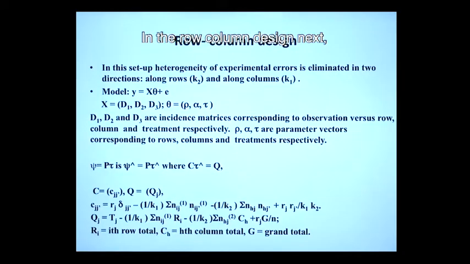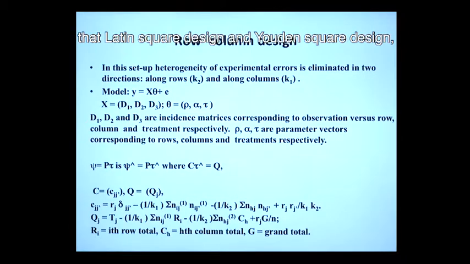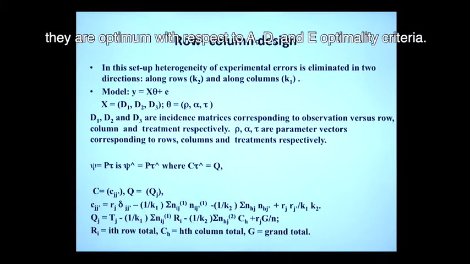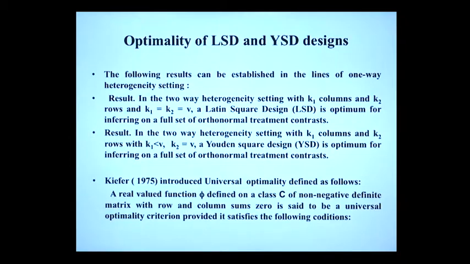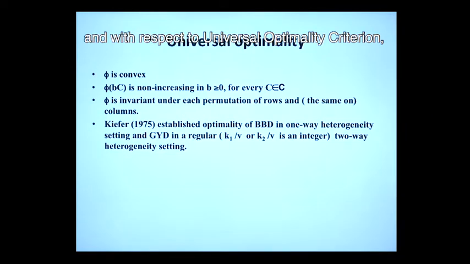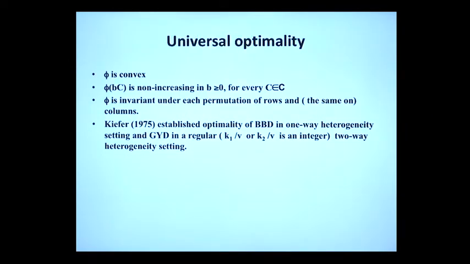In the row-column design next, there are two eliminations of heterogeneity, one along rows and the other along columns. In this setup, Kiefer again shows that a Latin square design and a Youden square design are optimum with respect to A, D and E optimality criteria. Next, Kiefer introduced universal optimality criteria, and with respect to this universal optimality criteria, Kiefer again established the optimality of BBD, balanced block design, and generalized Youden design.